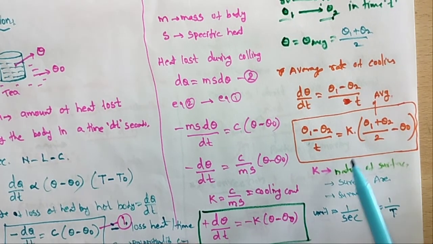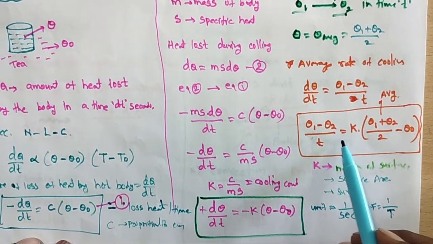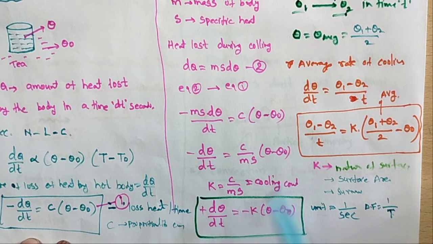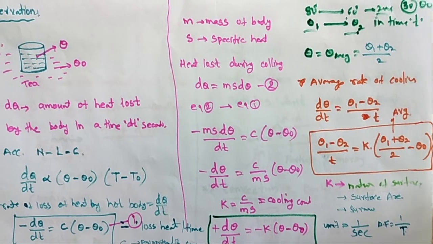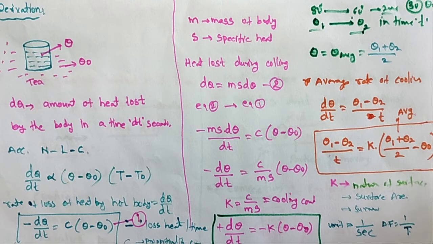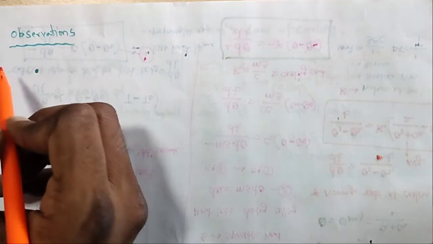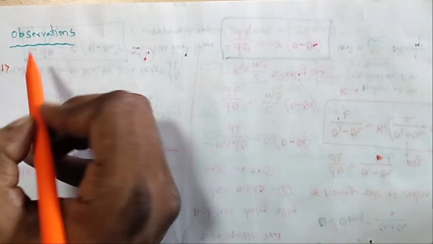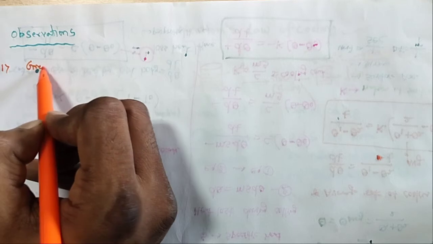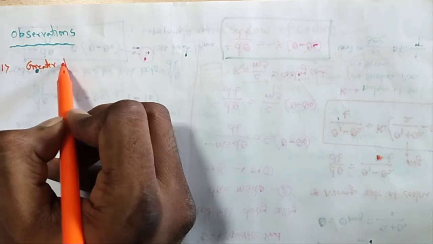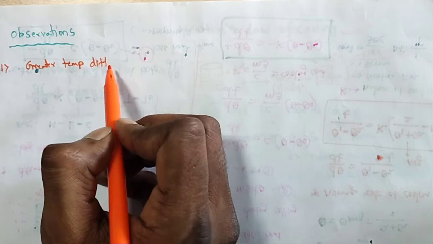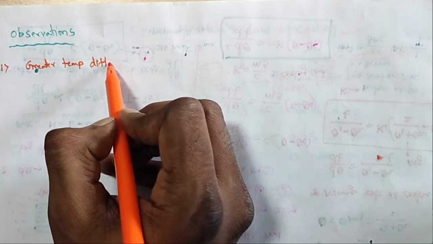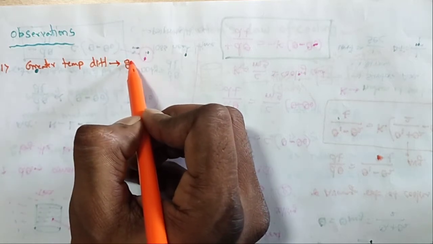So this equation, with the different temperatures, and the earlier one, these two equations are called Newton's law of cooling. Observation: what is the first observation? Greater temperature difference between the body and surroundings, greater will be the cooling.